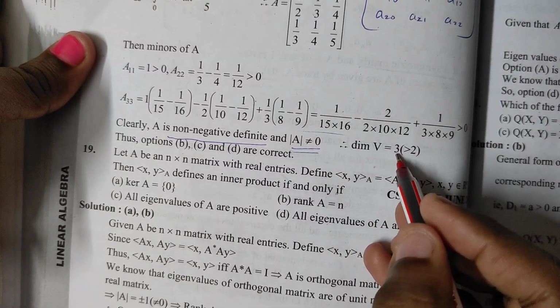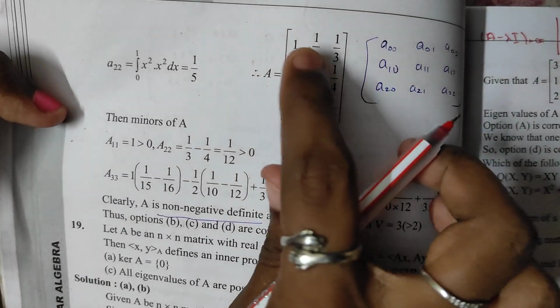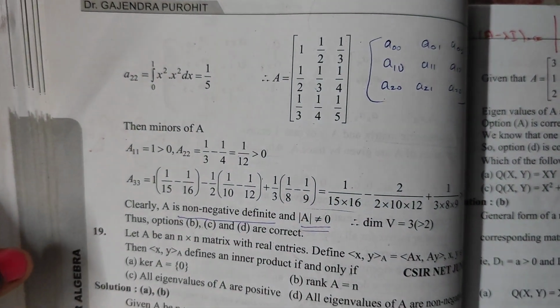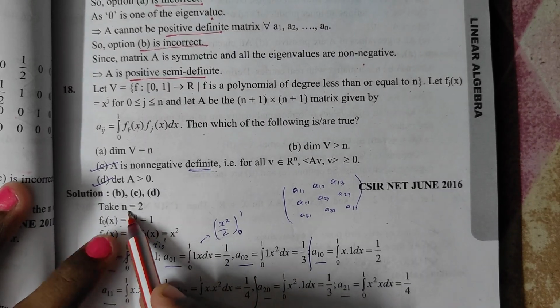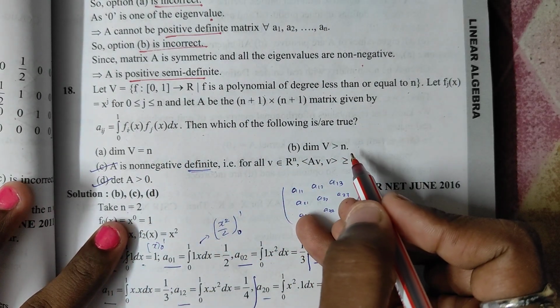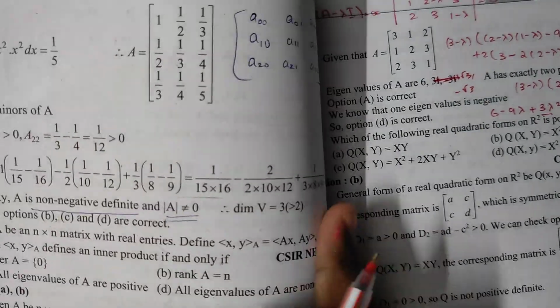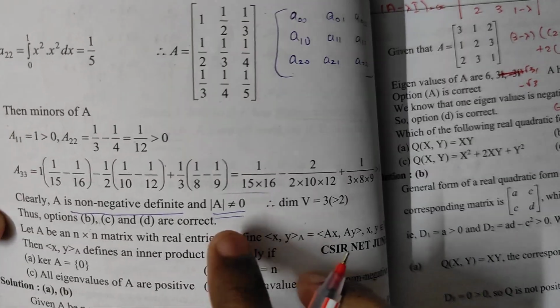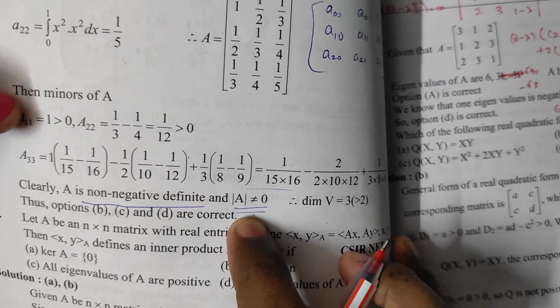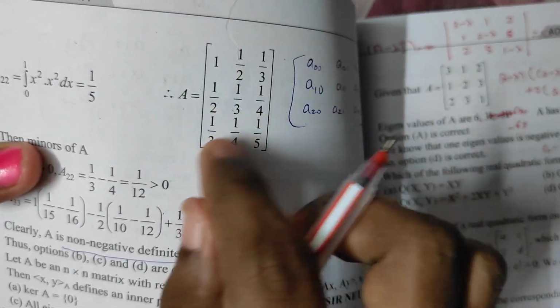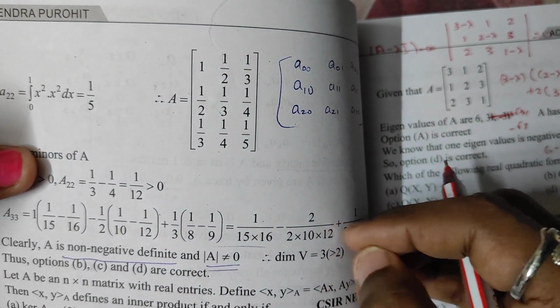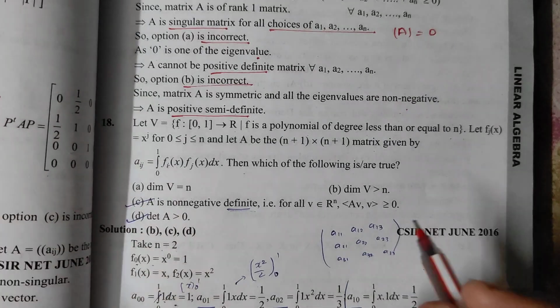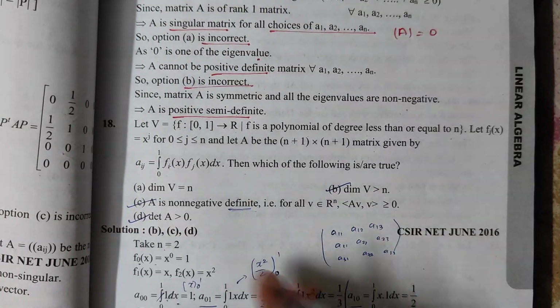Then here the dimension of V is 3, greater than 2. Actually the dimension is the value of n plus 1, which is 3, since you are considering the value of n as 2, right? Here the determinant of A is not equal to 0, which means the 3 rows are independent. Therefore the dimension of V will be equal to 3, which is greater than 2. Therefore the dimension of V greater than n would be one answer.